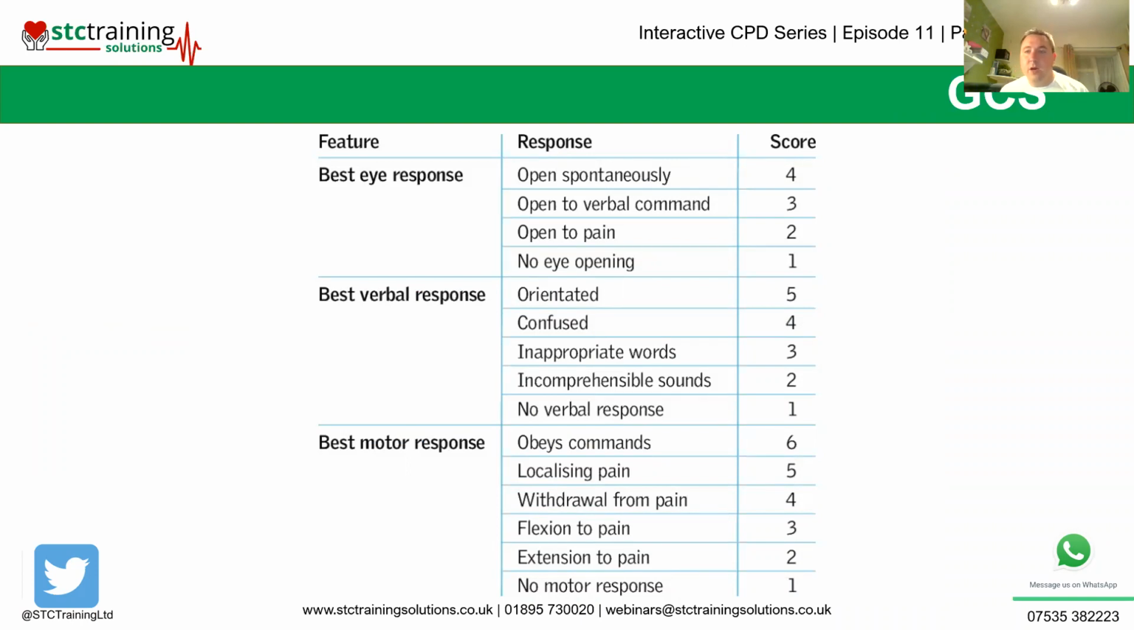Anyone with a Glasgow Coma Scale or Glasgow Coma score of 8 or less is considered to be in a coma. And of course, you can look at those numbers and think absolutely alcohol can very readily do that to people. So it's 3 different scores added together.